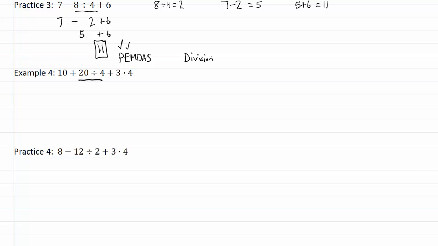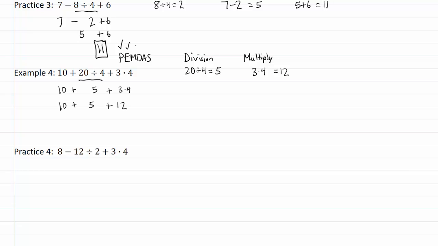So division, 20 divided by 4. 20 divided by 4 is 5, and so this becomes 10 plus 5 plus, now I'm just substituting in and seeing what we've got now. Now I'm going to look again for multiplication and division as I go left to right. So 10 plus 5 plus 3 times 4. Now I've got multiplication I need to take care of. So I'm going to multiply 3 times 4. And 3 times 4 is 12, so now I substitute that in there. I've got 10 plus 5 plus 12.